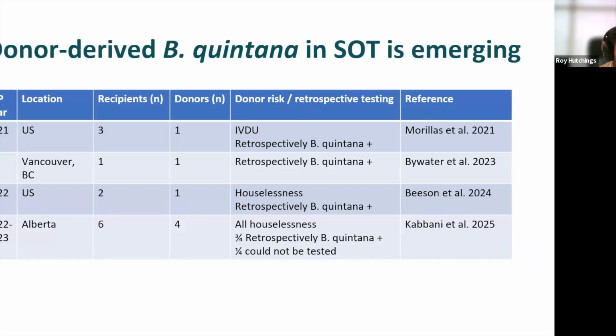There were 3 recipients in 2021 in the United States from a single donor that retrospectively was Bartonella quintana positive. 1 in Vancouver, again, retrospectively Bartonella quintana positive. In 2022, there were a series of cases from a donor that had experienced houselessness and was also B quintana positive. And most recently at our center here, a series of 6 recipients from 4 donors, all of which had experienced houselessness, and 3 out of 4 of them were able to be tested for Bartonella quintana and were positive.